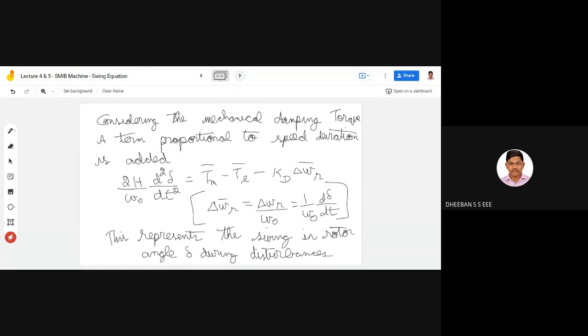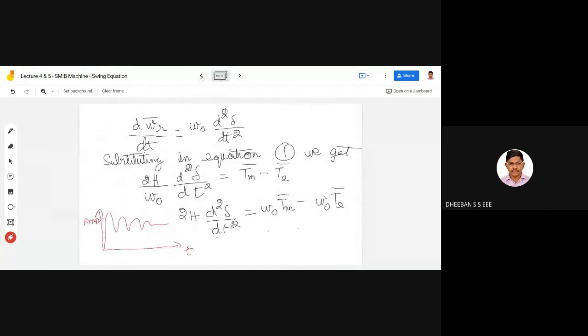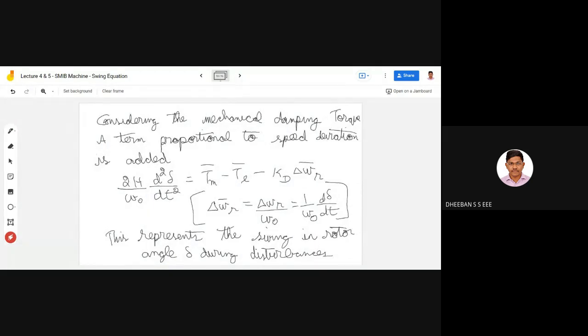apart from this torque, you have to also consider another torque that we might have left out. As I said, you will be experiencing the oscillations, and you might have studied in control system that for every oscillating system there will be a damping torque to reduce these oscillations. So you have to add that damping torque factor also.